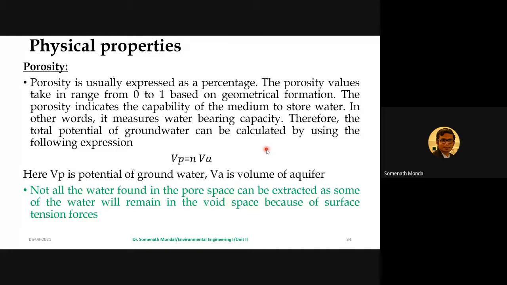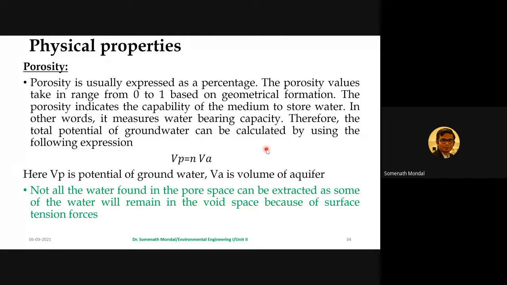Therefore, the total potential of groundwater can be calculated by using the expression. You can see over here, Vp is equal to eta times Va. So Vp is the potential groundwater, Va is the entire volume of the aquifer, and eta is the porosity. Now, one important point: not all the water found in the pore space can be extracted, as some of the water will remain in the void space because of surface tension forces. So this is also very important.